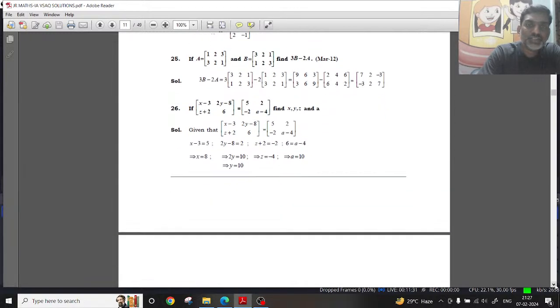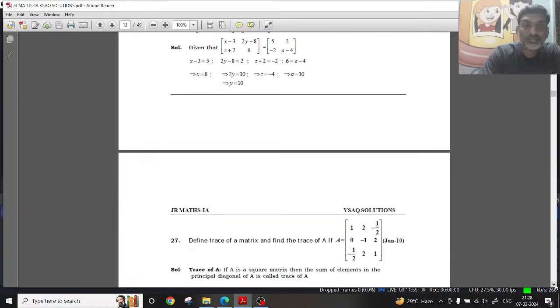Question number 26 is also just by comparing. Two matrices are equal if and only if their respective position elements are the same, like A11 is equal to B11, like that. First element equal to first element, second element equal to second element. We can use the word corresponding elements, right? That is important.